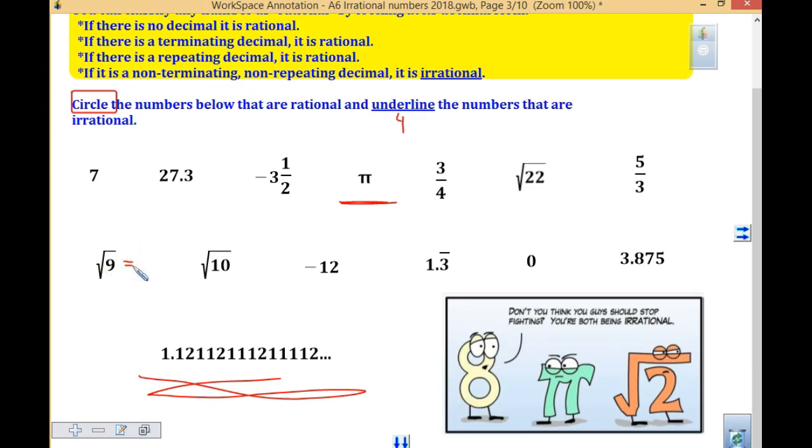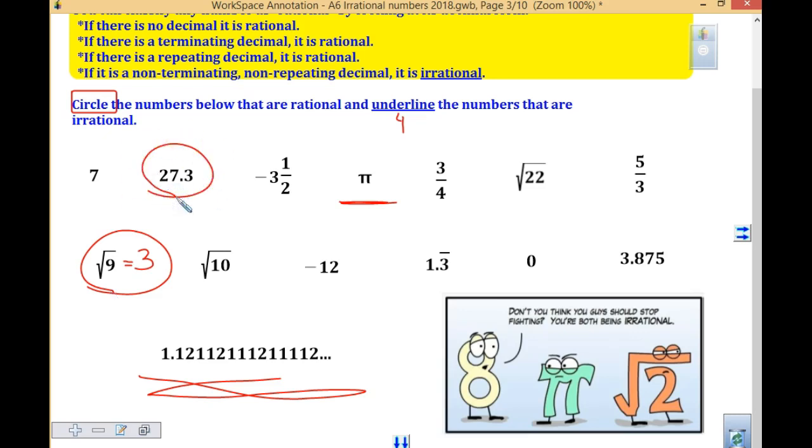Square root of 9 is equal to what number times itself gives us 9? You're going to have this on the quiz today, right? This has to be a circle. Yep, which other one? 27.3. 27.3 should be underlined. What kind of decimal is it? Terminating. Rational. Can't be underlined.